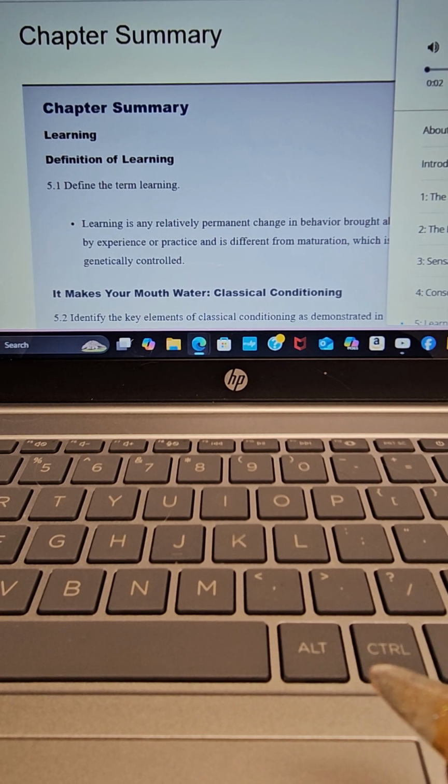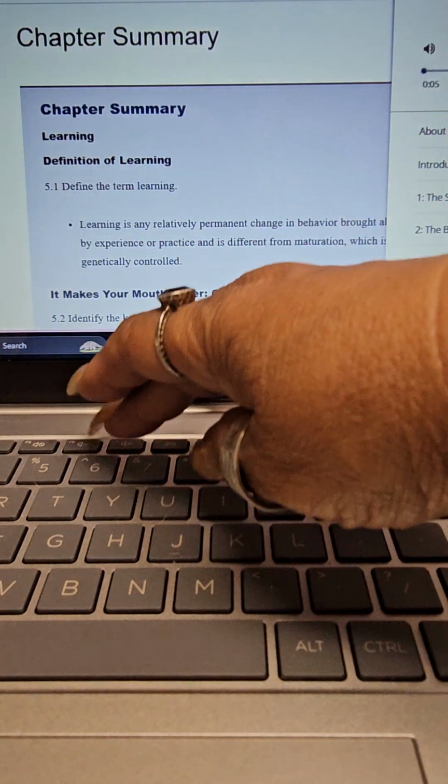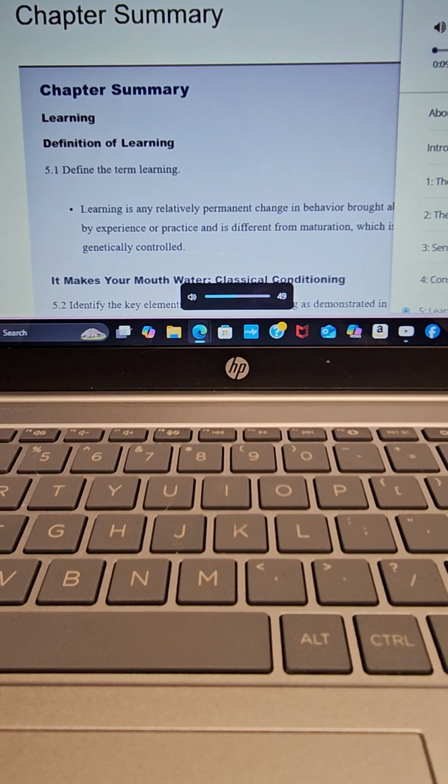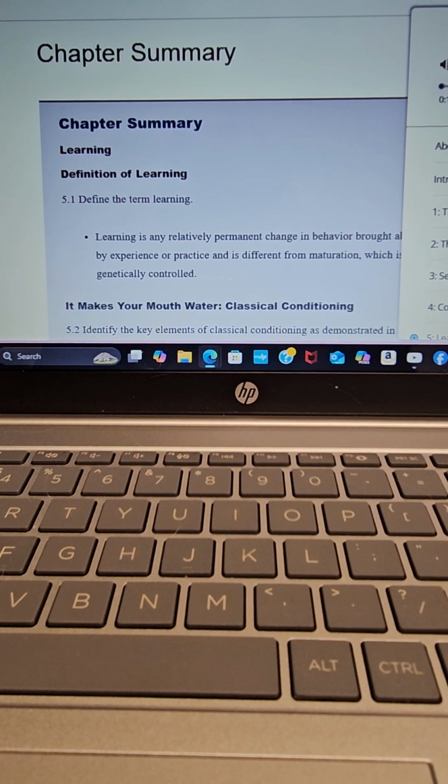Chapter Summary. Learning. Definition of learning. 5.1. Define the term learning.